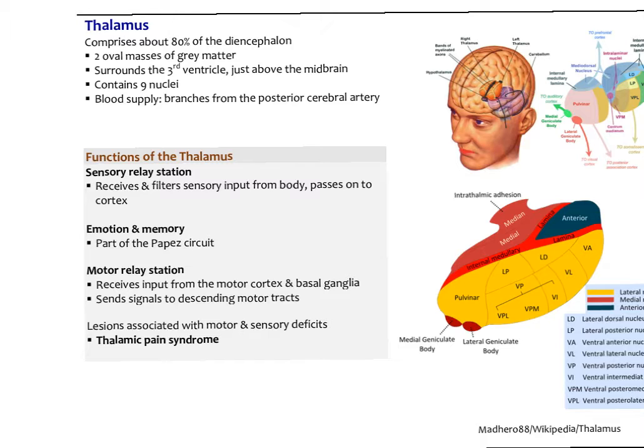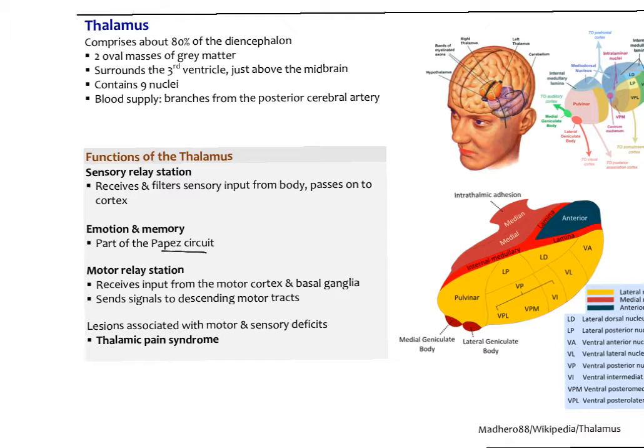Also, there's a lot of interest now in what's called transcranial magnetic stimulation, where we put electrodes around the scalp. It's non-invasive, and you create magnetic fields within the brain, and that's showing a lot of promise for pain regulation, but also depression and a number of other different disorders. The thalamus is also involved in memory and emotion. That's part of what's called the Papez circuit, which is involved in memory.